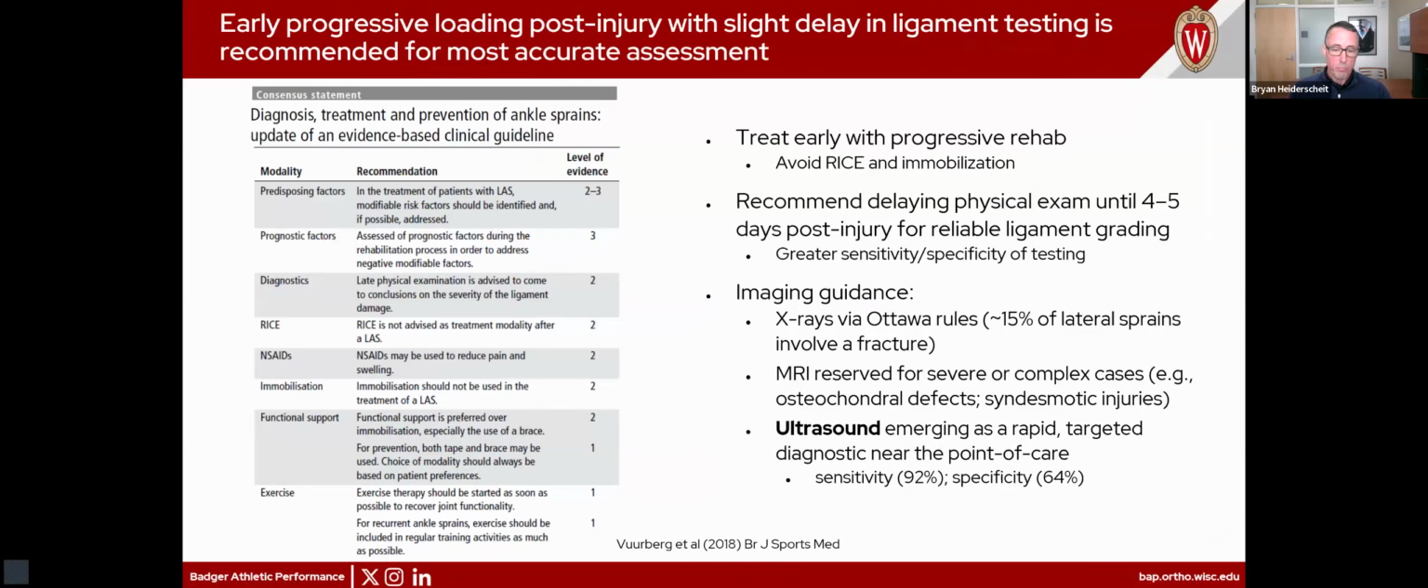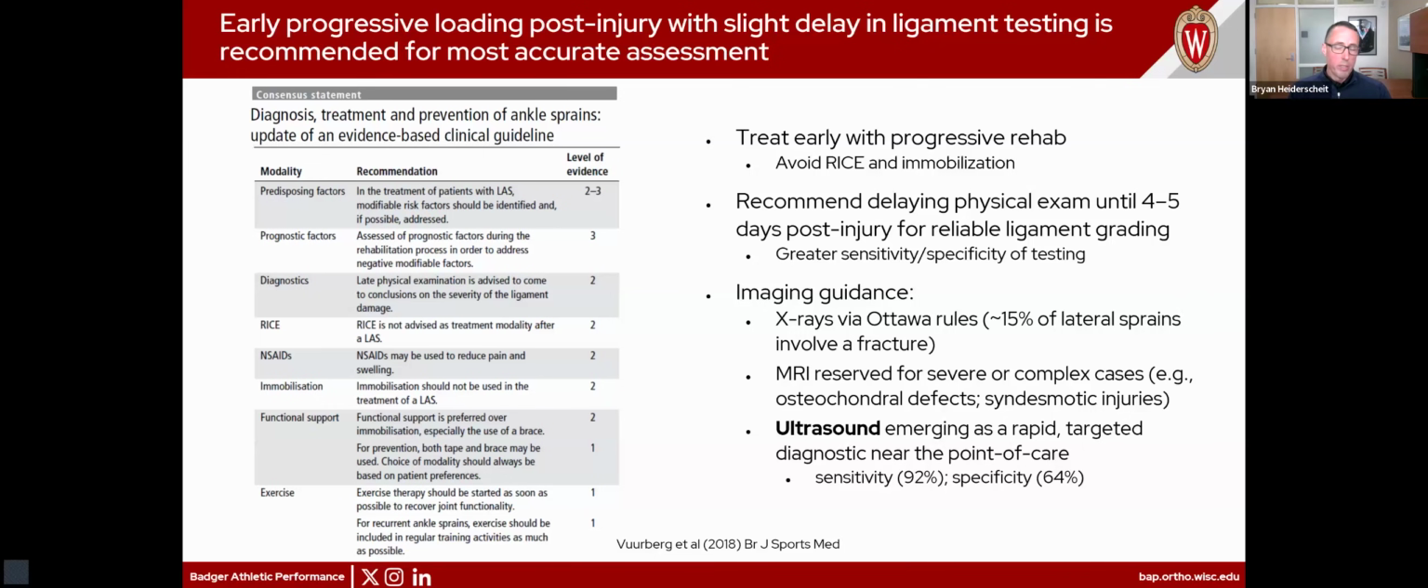So when we look at some of the most recent clinical guidelines that have been recommended with regard to management of lateral ankle sprains, one thing that has become clear, and that is early progressive loading post-injury is absolutely encouraged over a standpoint of just immobilization during this early period. We want to get them up and moving as soon as we can.